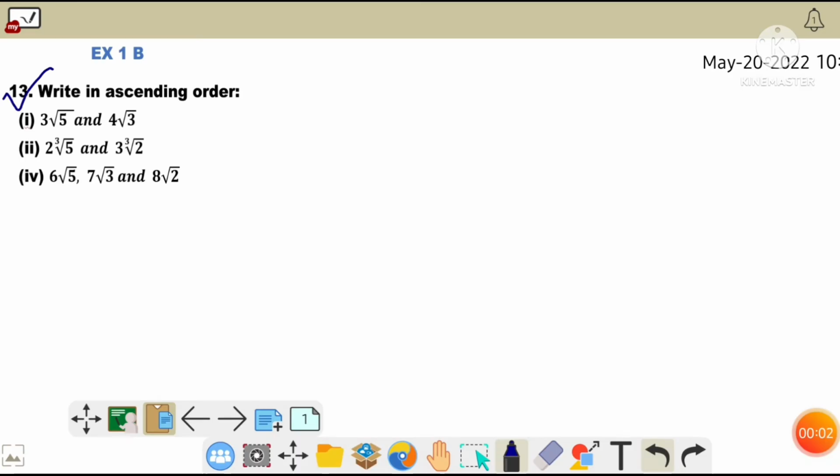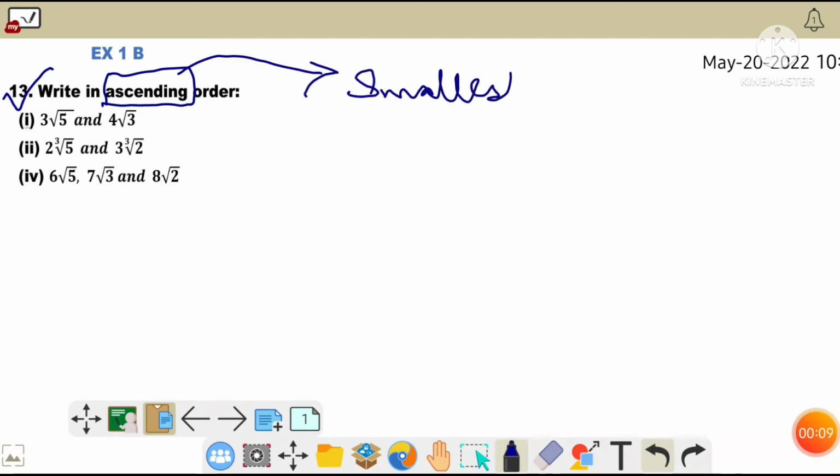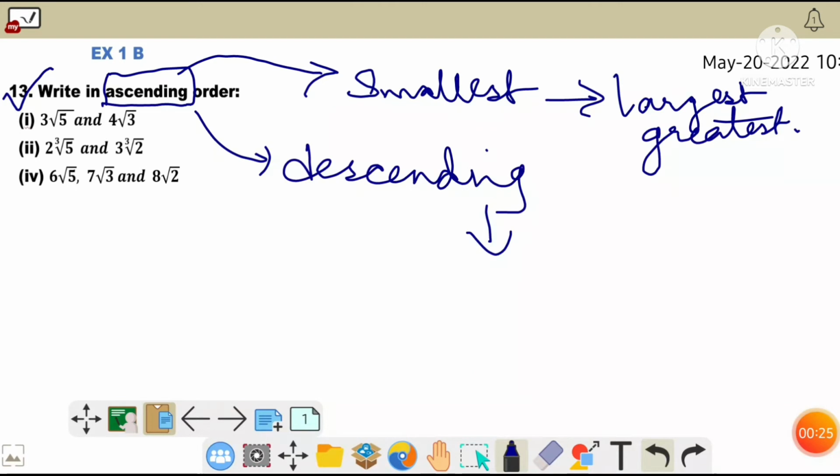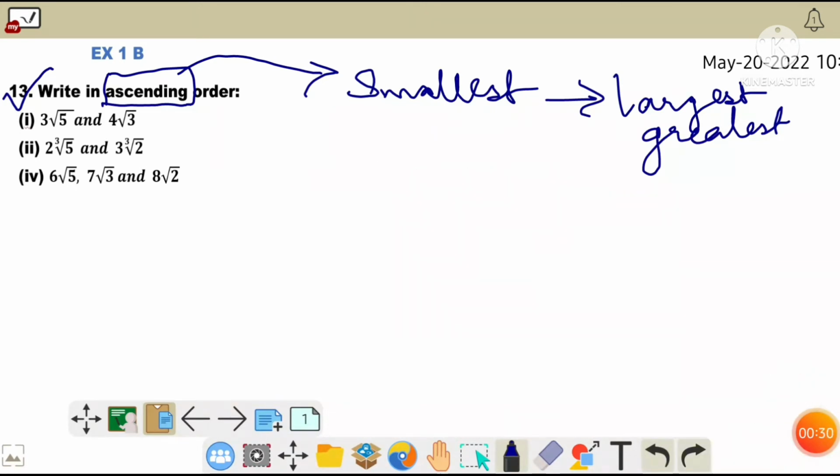So the next question in exercise 1B is 13. Write in ascending order. Ascending means we have to arrange them from smallest to largest. So, among these numbers, we have to find which one is the smallest and which one is largest. And in the case of descending order, it's just the opposite of ascending, that we have to first write the largest number and then the smallest one. So here we'll write first the smallest, then largest.